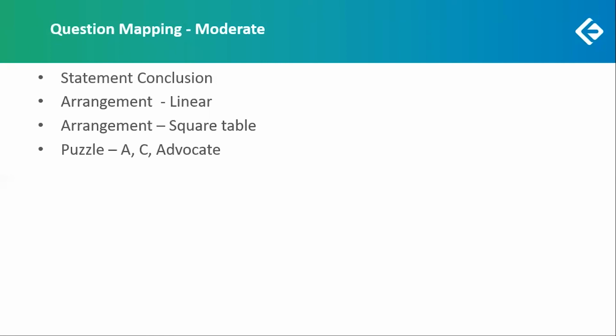A question based on puzzle where there were a lot of instructions given, but if you just pick up one line in this entire puzzle, that is A, C, and advocate like apple juice, you should be able to straight away mark the answer.